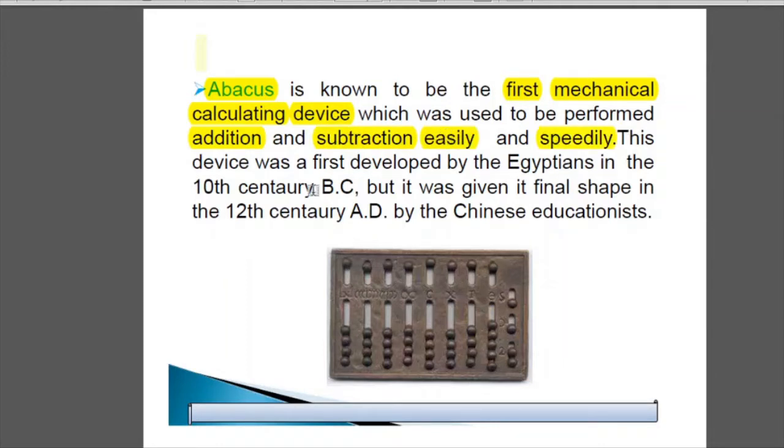Very easily. This device was first developed by Egyptians in the 10th century. This was invented by Egyptians, but it was given its final shape in the 12th century by Chinese educationists. So it was developed by Egyptians, but it was improved. Given final shape means it was improved to be a better machine by the Chinese.